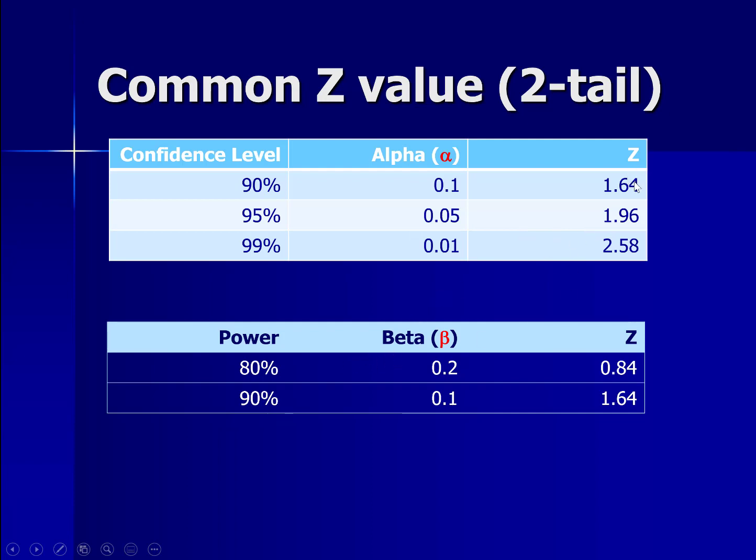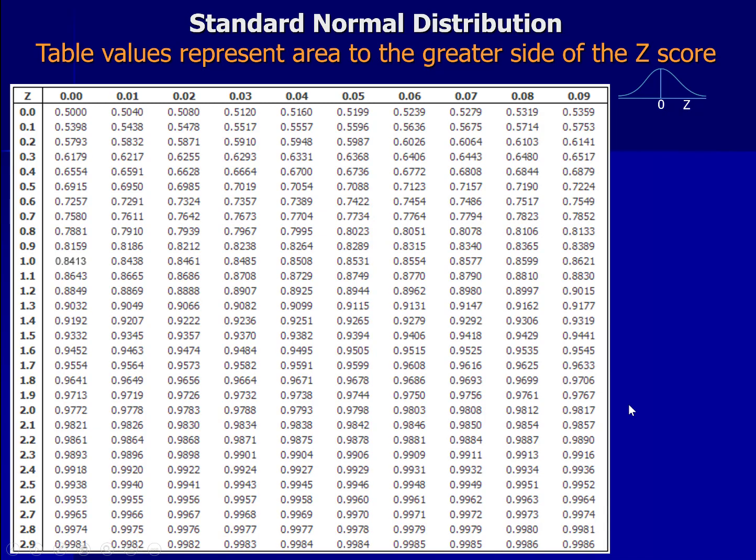So let's take a look at this first. It also uses the same distribution for the power as well, but rather than alpha, we call it beta. We will talk about this later. If we aim for a power of 80%, that means 1 minus beta is about 0.8. So what is the z? It is about 0.84, or for 90% it is about 1.64. But this 1.64 is only one tail, or one-sided.